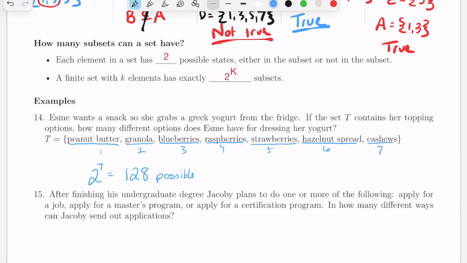possible ways of eating her yogurt. Right? For example, she could put on peanut butter and granola. That's one possible way. She could put on just peanut butter. That's one of the ways. She could put on peanut butter, raspberries, and strawberries. That's one of the ways. She could put on all of them. That's one of the ways. Right? There's a lot of them.